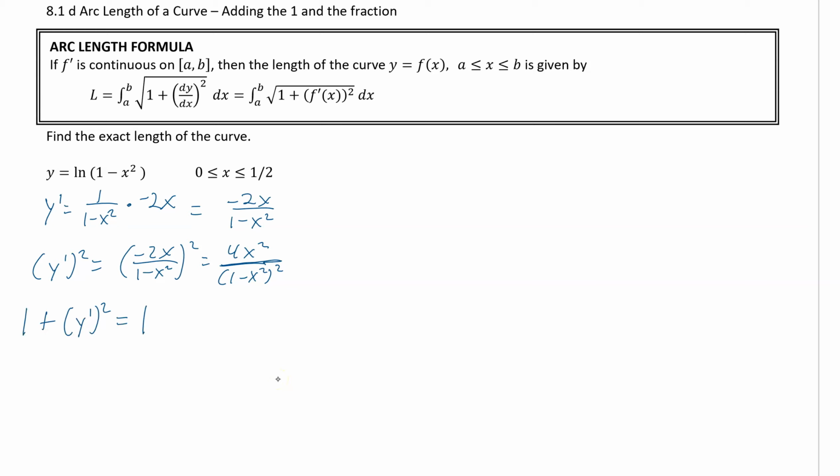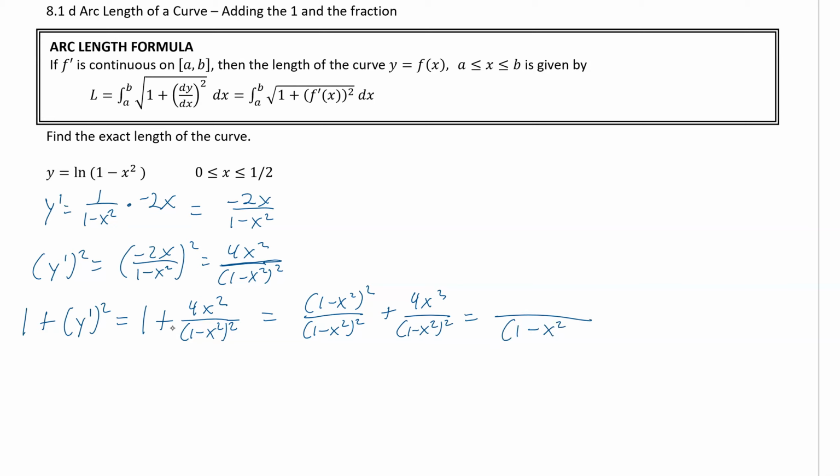And so this becomes 1 plus our 4x squared over 1 minus x squared squared. So now we just make our common denominator. So this would equal 1 minus x squared squared over 1 minus x squared squared plus 4x squared over 1 minus x squared squared. All right, so now we have our common denominator. We know that that would be 1 minus x squared squared.